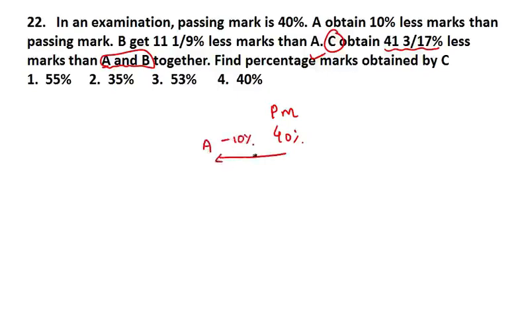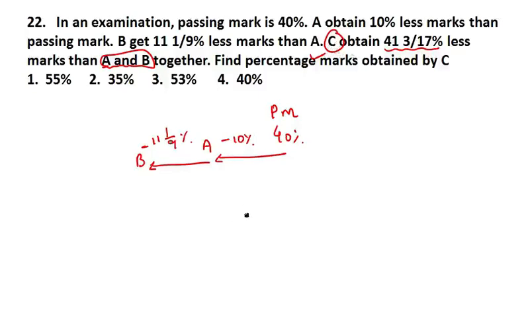He obtained 10% less than the passing mark. Okay, fine. And B gets 11 1/9% less than A. Now this is B. Now B gets 11 1/9% less than A. Okay. Then in the next line it is written C obtained.